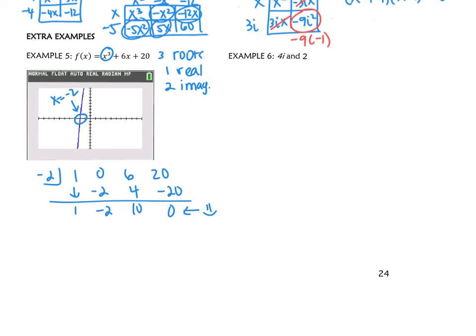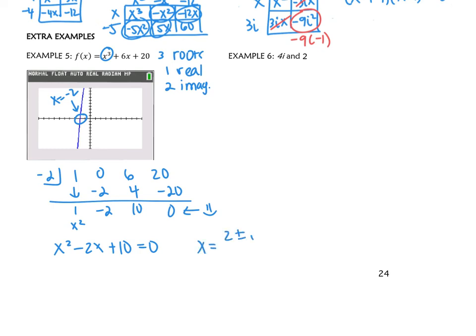If our equation started with x cubed, this is going to be x squared. So we have x squared minus 2x plus 10 equals 0. Okay, can I factor this? Are there 2 numbers that multiply to 10 and add to negative 2? No. So we're going to have to do quadratic formula.